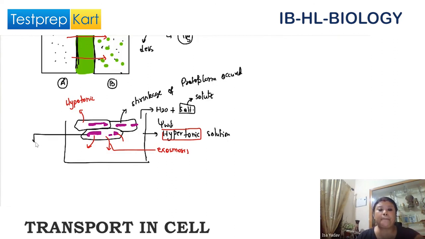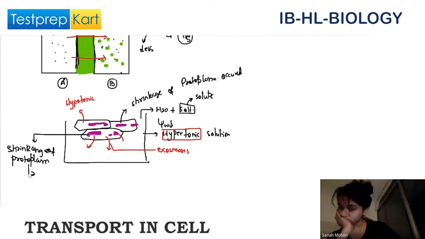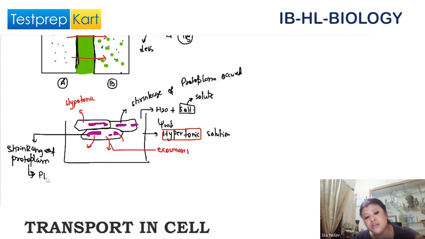Take the same onion peel cell, where this protoplasm shrunk. What do we observe? We observe shrinkage of protoplasm. Shrinkage of protoplasm is called plasmolysis. Now, what do we do? Take the same onion peel cell and keep it in fresh water. What you will observe is that again the protoplasm is regained.